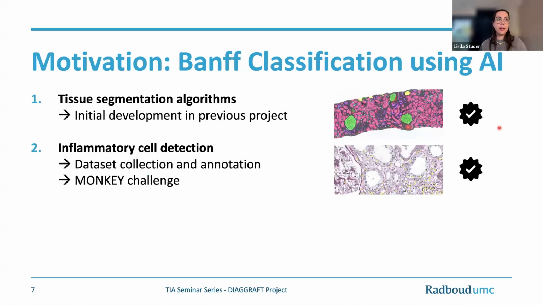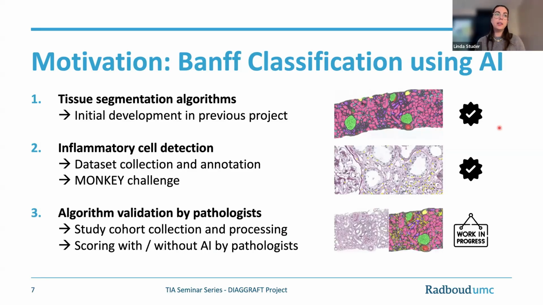Then the second step, as I said, inflammation is an important part. So we focused on inflammatory cell detection as well. This is where we collected a data set and invested a lot of time in making annotations, which then ended up becoming the MONKEY challenge that you've already mentioned in the introduction. We started this last year in September, I believe, and concluded it in January this year. We're currently wrapping up the paper for that. So this step is also done.